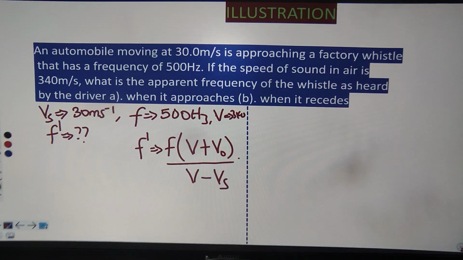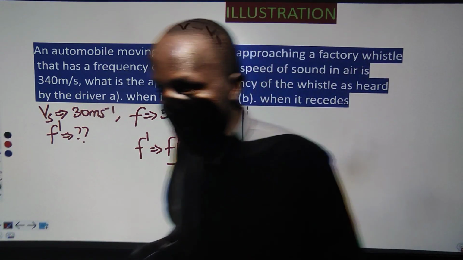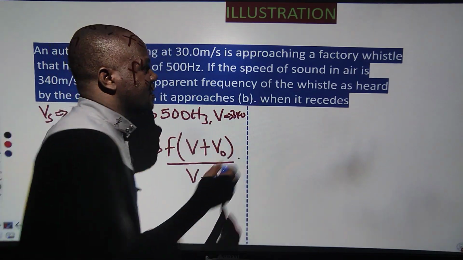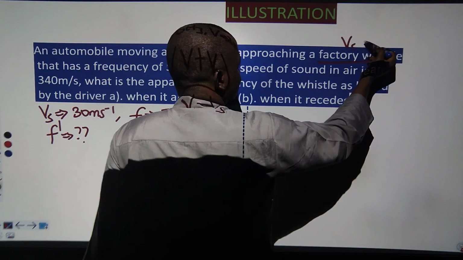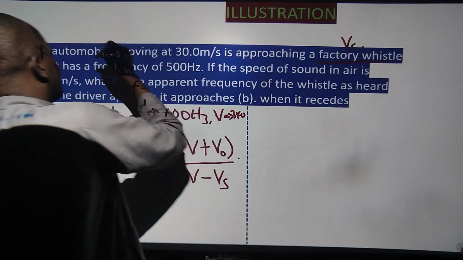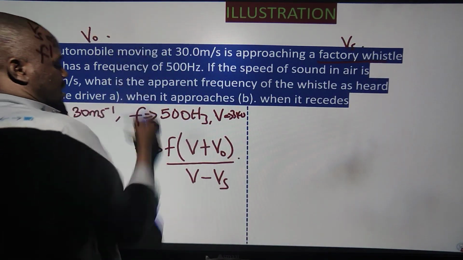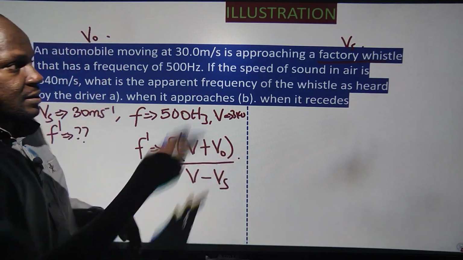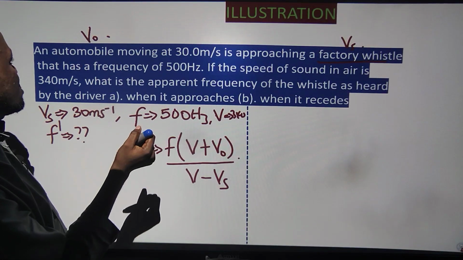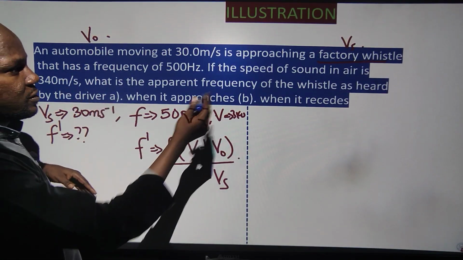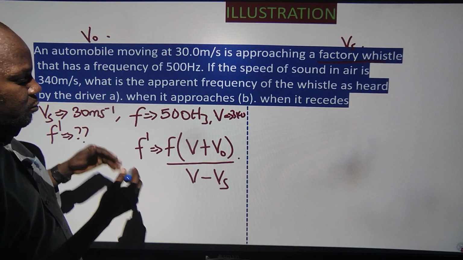Another thing we need to understand is that the automobile is approaching a factory whistle. Look at the English, it's not a factory but a factory whistle. So the whistle is the source, and the automobile is the observer. So here the observer is moving towards the source.